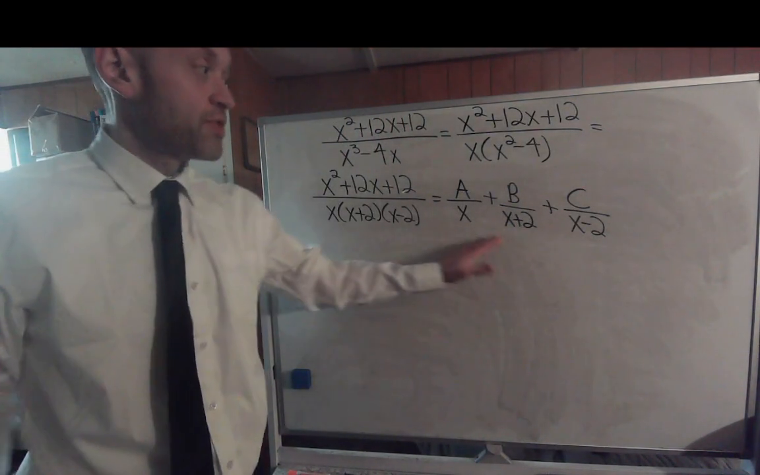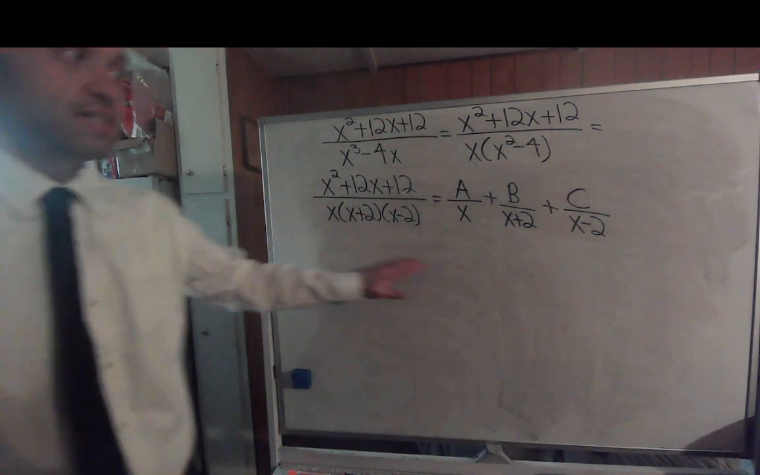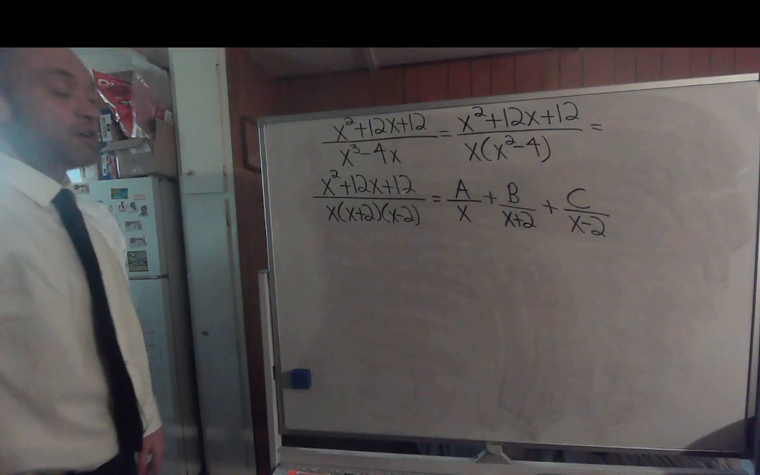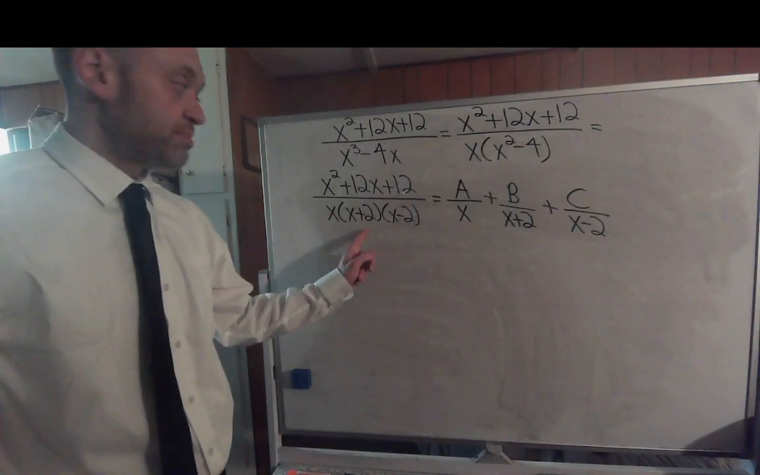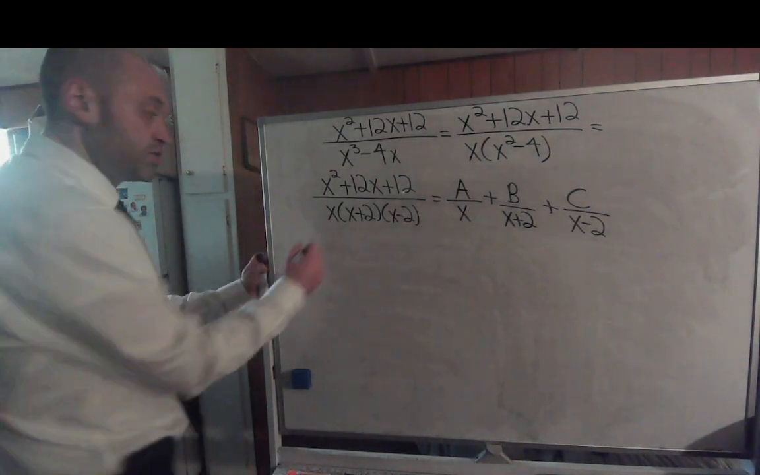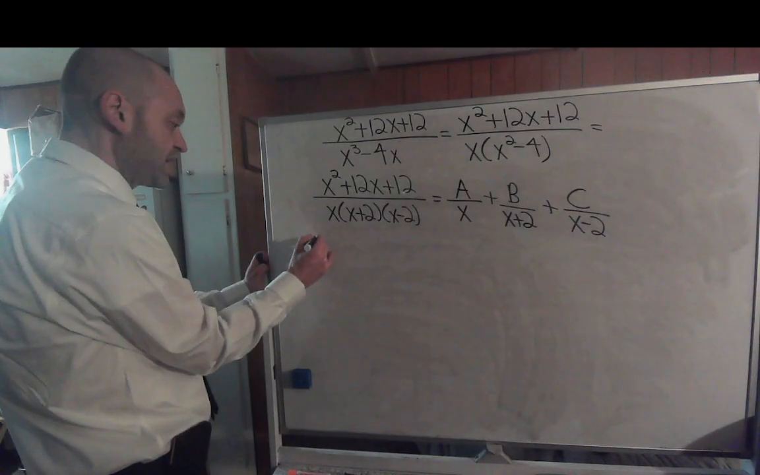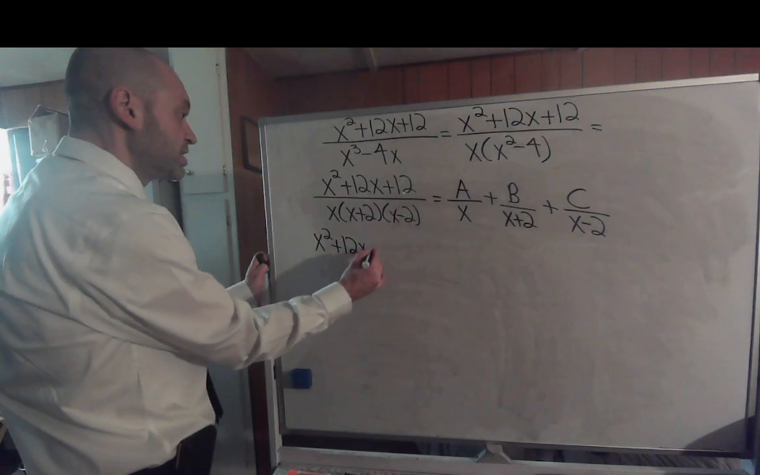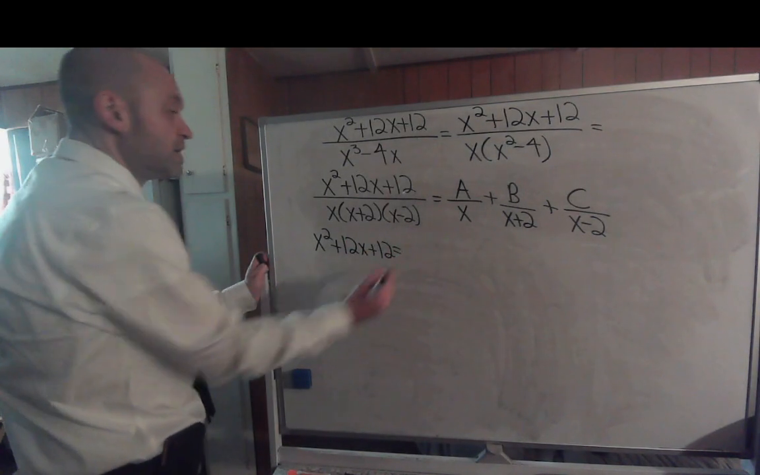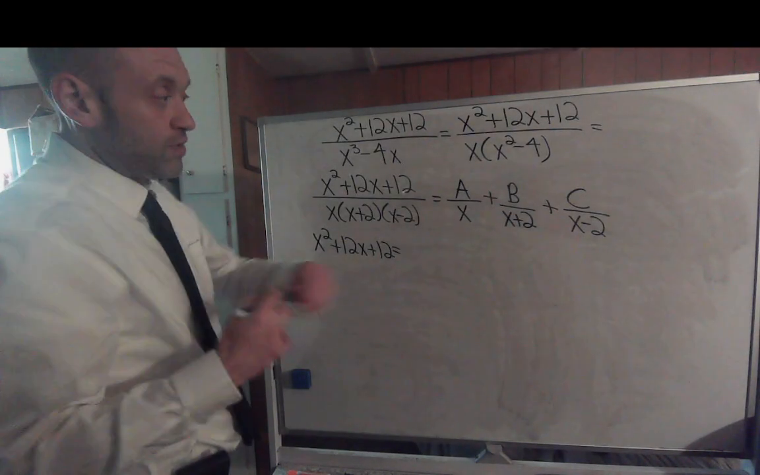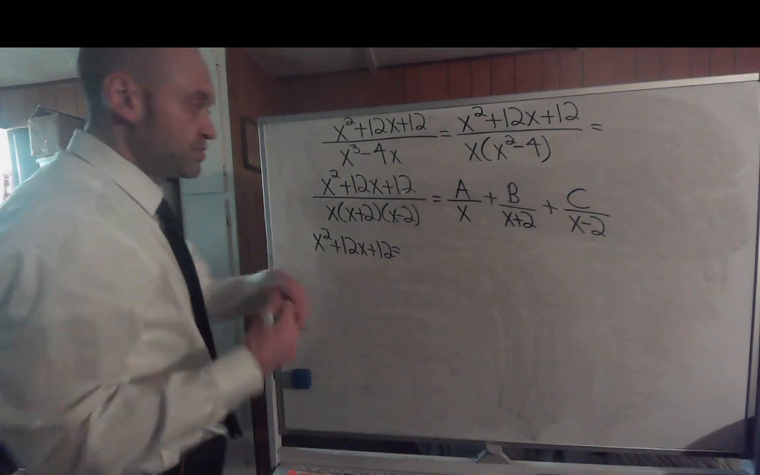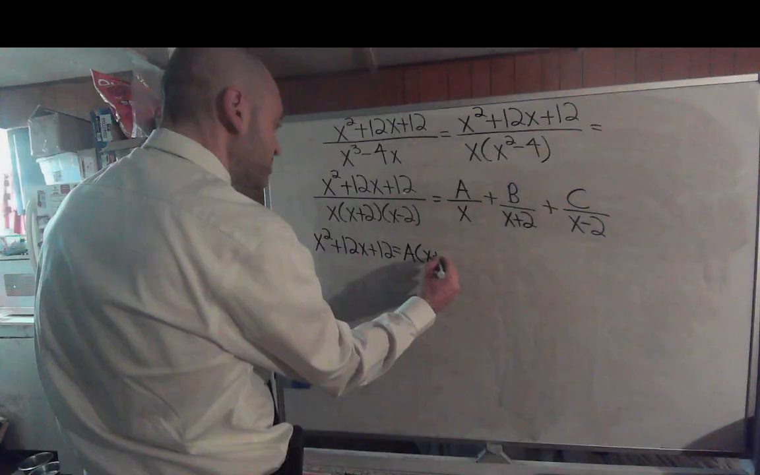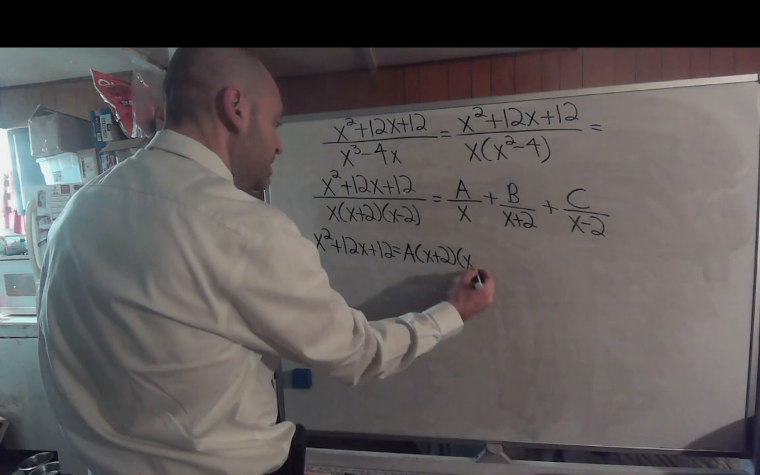So yes, I have 3 separate factors for each of these linear factors, 3 separate fractions. Now, of course, you're going to multiply both sides by your common denominator. If you do that on the left side, you'll just get x squared plus 12x plus 12 would equal, now the first term on the right-hand side, the x's would cancel out. You would end up with a times x plus 2 times x minus 2.